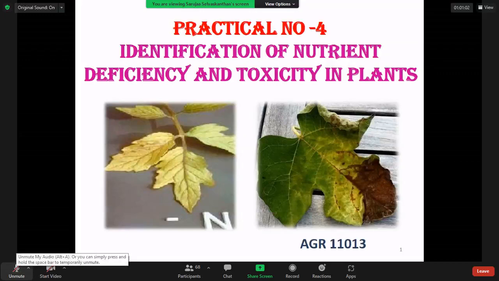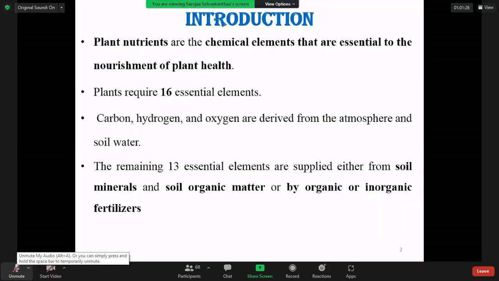While you are seeing the pictures, you can easily identify what the deficiency is and what the symptoms are. Now I think you are confused with all the symptoms. But if you go through these notes frequently, you can get the key words: irregular, interveinal, and from the older leaves to younger leaves. From the pictures, you can identify which nutrient deficiency it is.